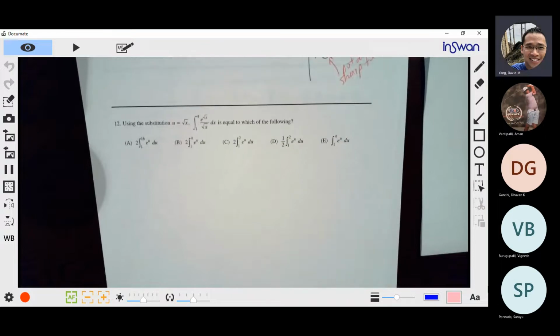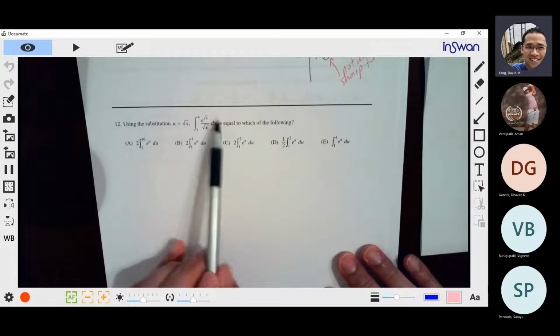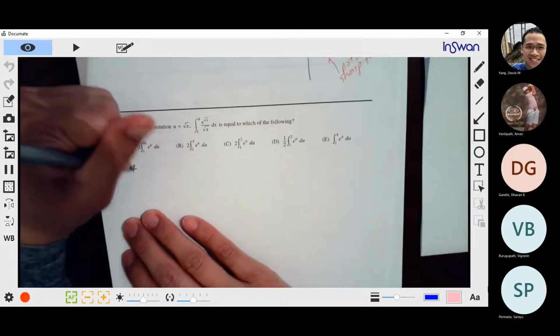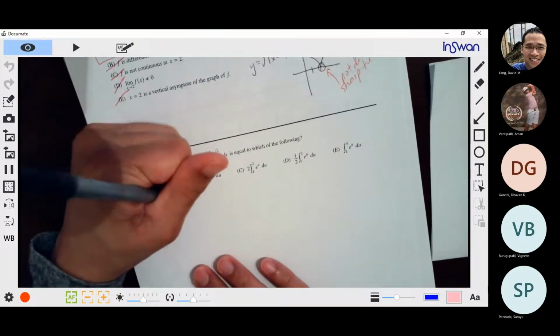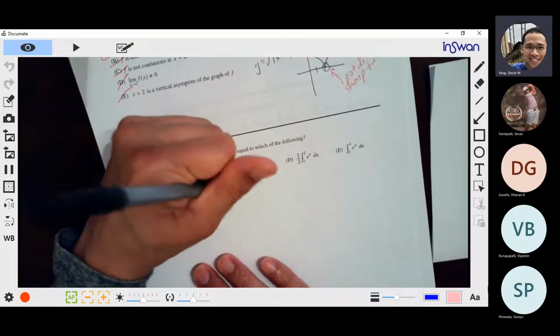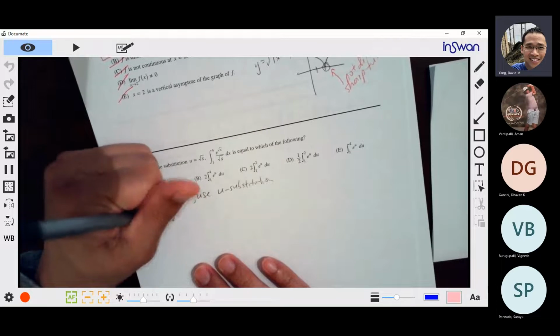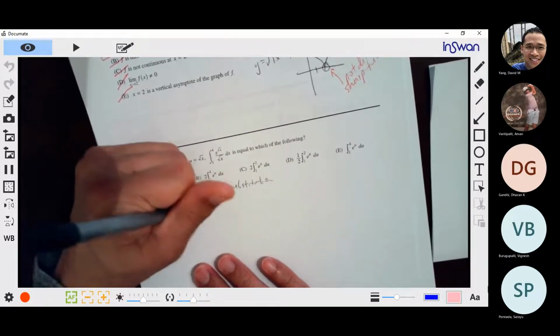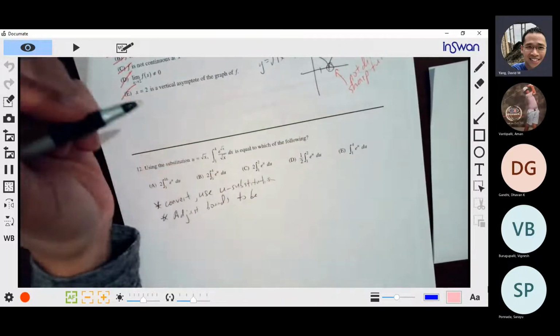Okay, number 12, using substitution, u equals square root of x. The integral from 1 to 4 of e to the root x over root x is equal to which of the following? So the idea is, if you look at each of the answer choices, everything's in terms of u. So let's do this. We're going to use substitution, but we're also going to adjust the bounds to be in terms of u.